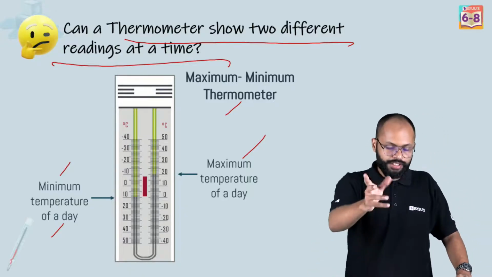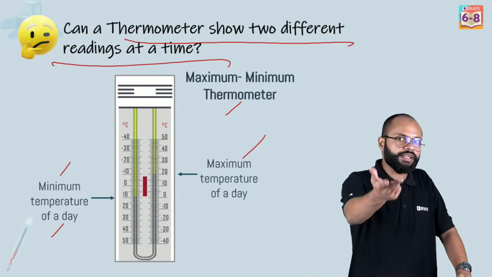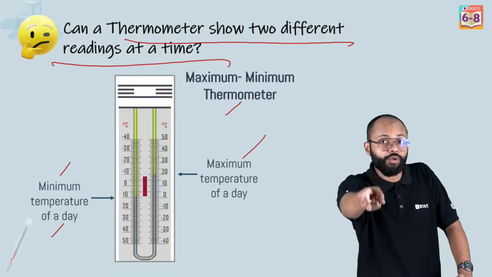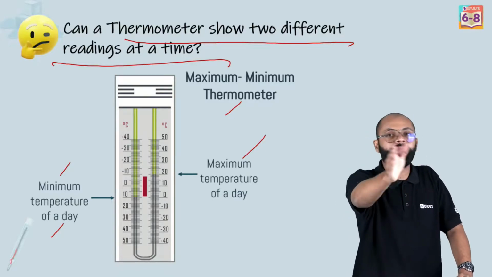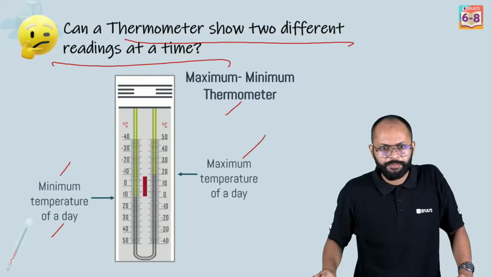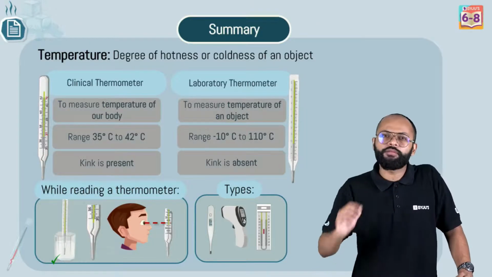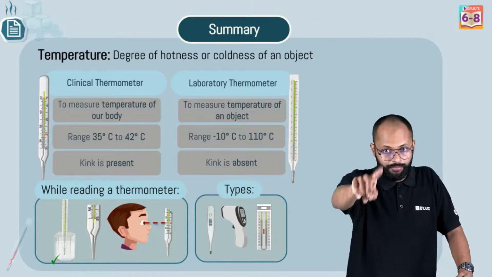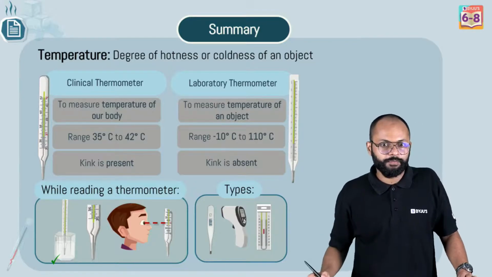Correct? So this is the question which might come: the thermometer which gives you two readings at one time is the maximum minimum thermometer. Just understand this. Working is not there. I can explain, it will take me more time, but I want to give you some break.